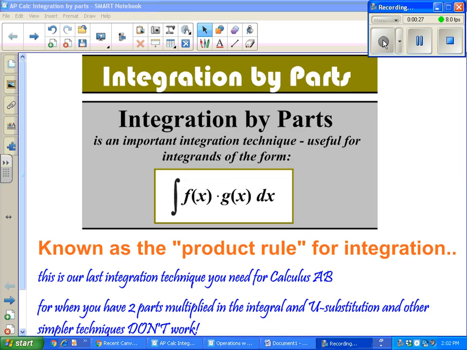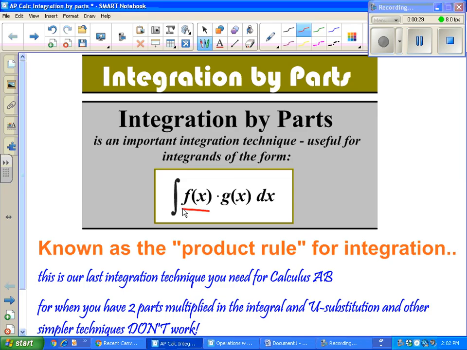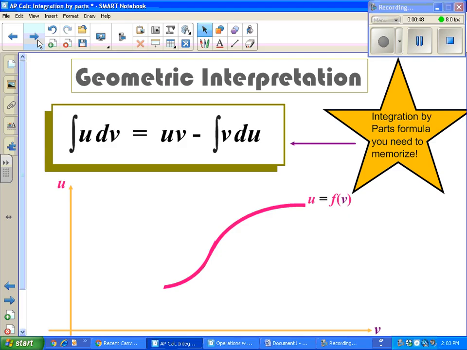So basically we're going to work with an f function and a g function, and usually these two are not related. If it was a polynomial times another polynomial, we could multiply them and get a new polynomial that we could probably integrate. But a lot of times it's going to be something that's not related, and other methods don't work.